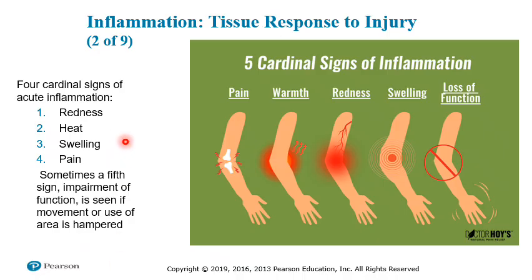So, how do you know if you have inflammation? Well, you have the five cardinal signs of inflammation. The area that gets inflamed turns red. It's a little bit warm. It is swelling. It is painful. And there is sometimes a fifth sign, although it is not necessarily always happening. There is actually impairment of function.